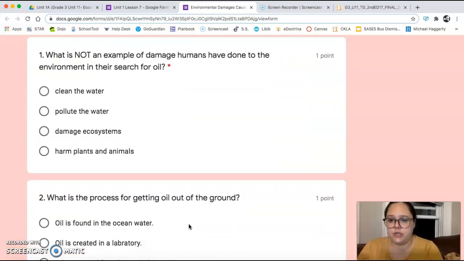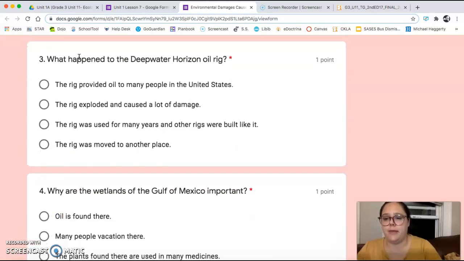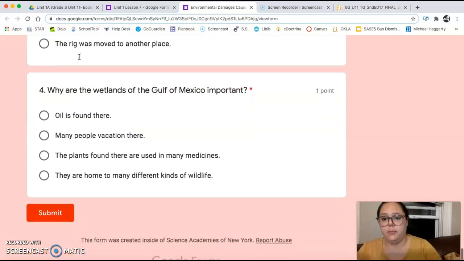Okay, here are your questions. Remember, go back in the text, look for those keywords to help you locate the answer. Number 1, what is not an example of damage humans have done to the environment in their search for oil? Number 2, what is the process for getting oil out of the ground? Number 3, what happened to the Deepwater Horizon oil rig? And number 4, why are the wetlands of the Gulf of Mexico important?